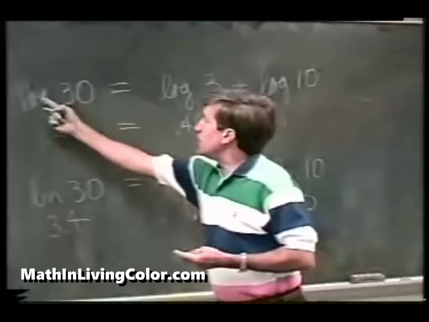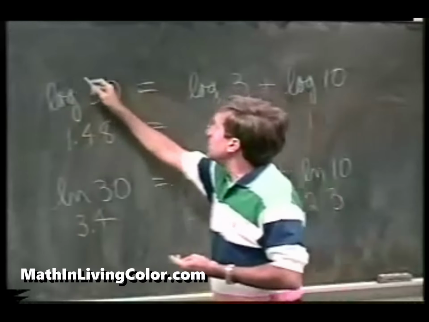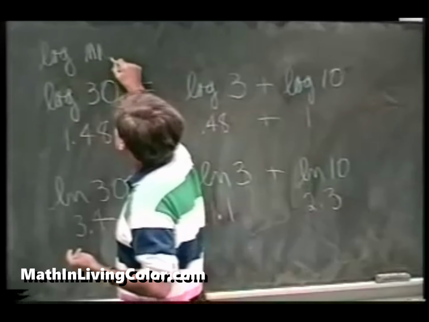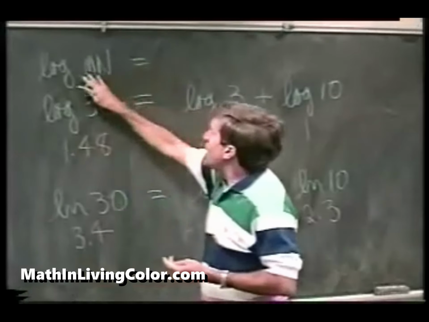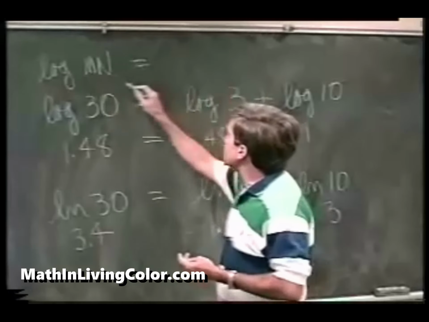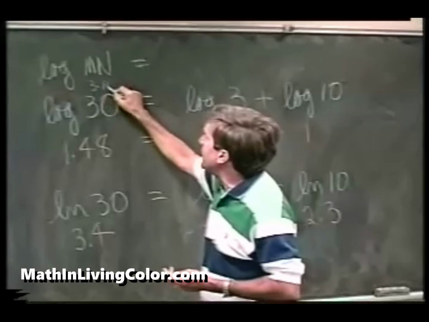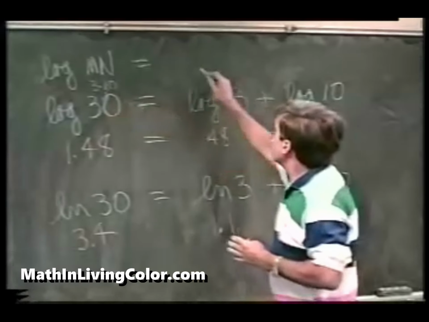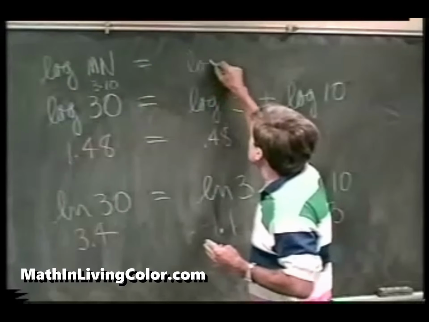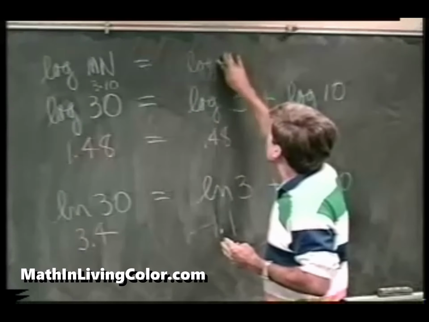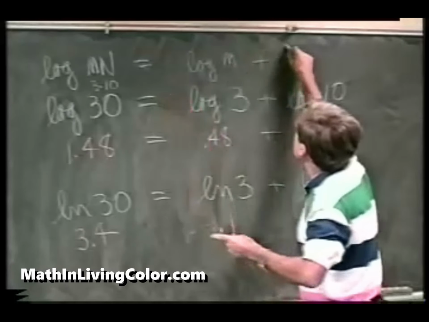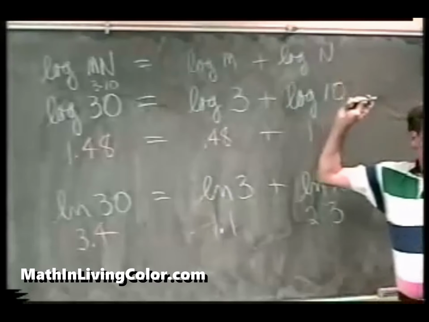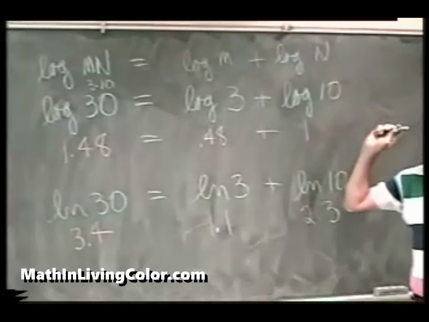It says, if you have the log of a product of numbers, like let's say the log of mn, the log of a product of two numbers, like in this case, 3 times 10. 30 is 3 times 10. If I have a log of a product, then what it turns out to be is the log of the first number, m, plus the log of the second number, n.